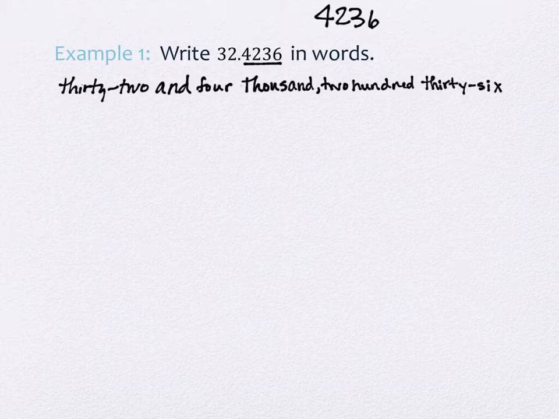The last thing that we need to do is to identify the place value that we are in. Where do we land? What is my last non-zero location? So we're in the 10,000ths place. Okay? That's when we write 10,000ths after this.